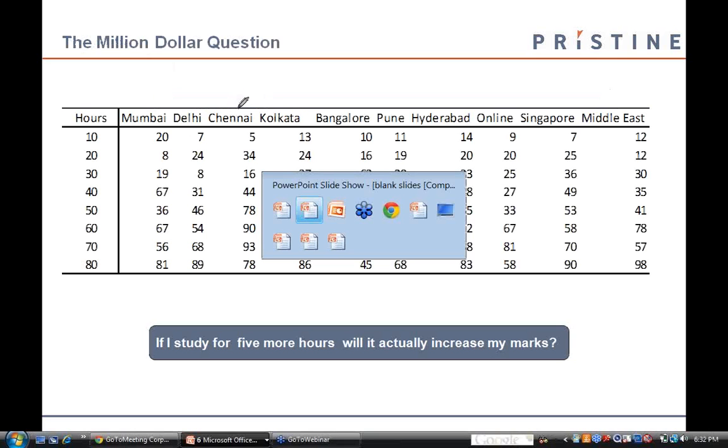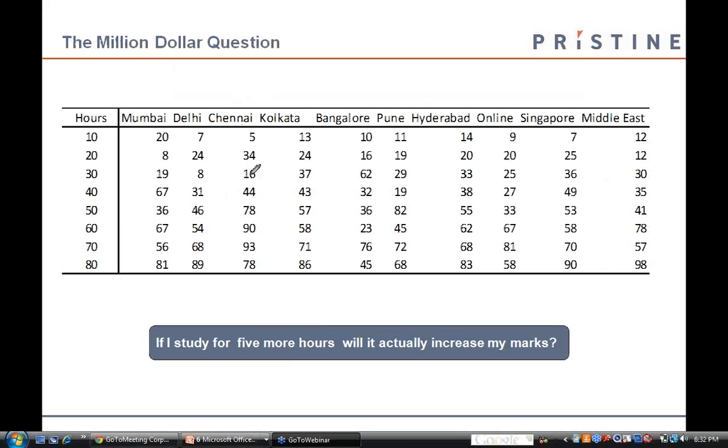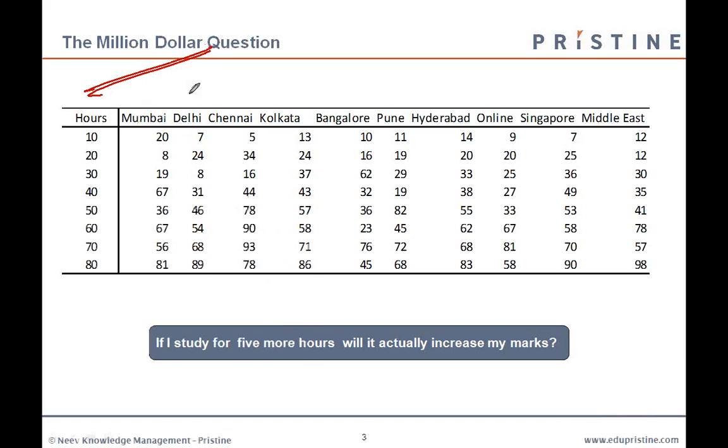Now let's try to understand regression in a slightly different context with an example. This is the million-dollar question that all of us have. We understand that there is a relationship between hours of study, that is the amount of effort that you put in, and the amount of marks that you're going to get on the exam. And we have enough common sense to understand what is a cause and what is an effect.